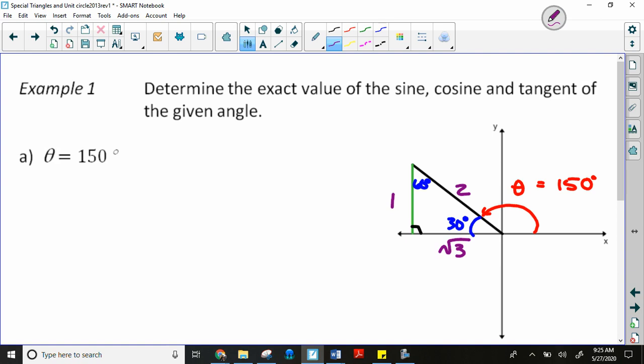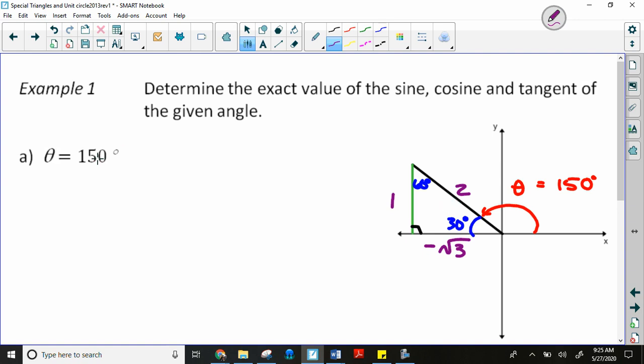But we're also on the coordinate system. So you have to consider, is x positive or is x negative? Is y positive or is y negative? Well, if we're going this way on the x-axis, our x value is negative. If we're going this way on the y-axis, that's positive, and our radius is always positive. Okay, it's always going to be positive values.